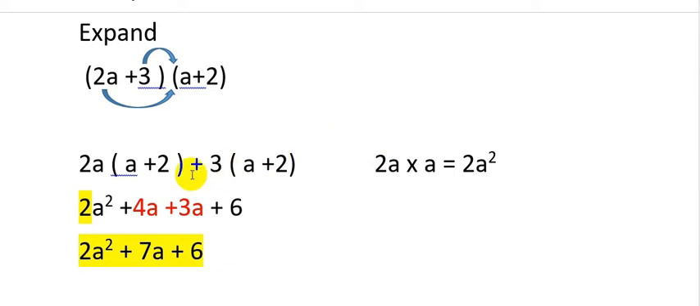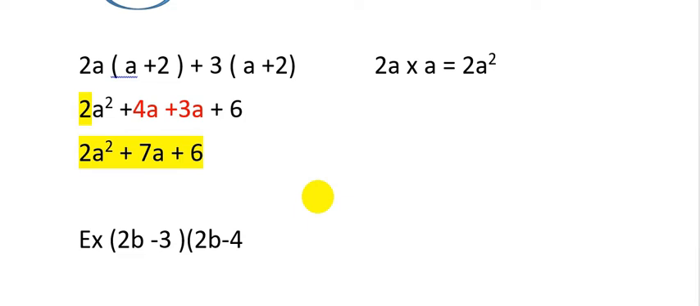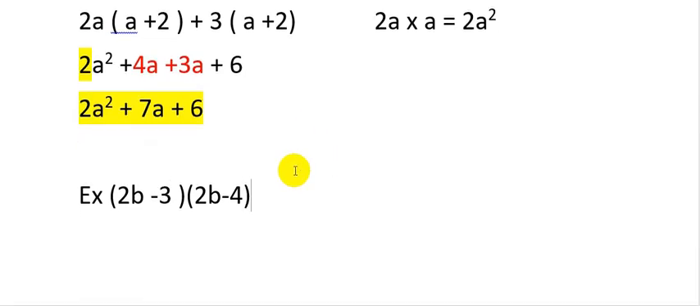The only difference you see is that these questions include plus and minus symbols. So you always have to be more careful when you are multiplying the operators with their respective algebraic terms. So let's take another example. Let's say 2b minus 3 multiplied by 2b minus 4.